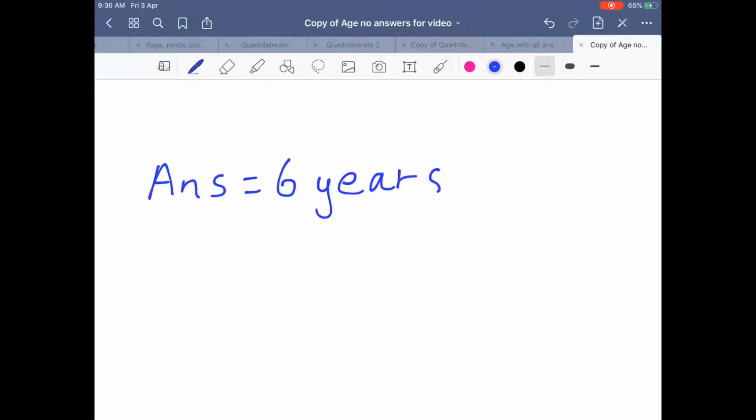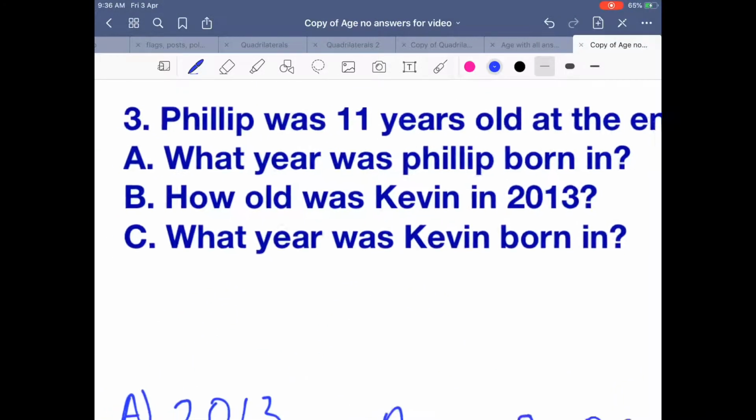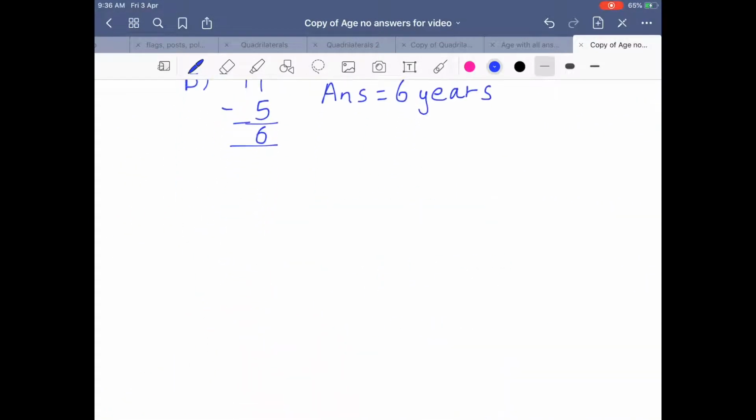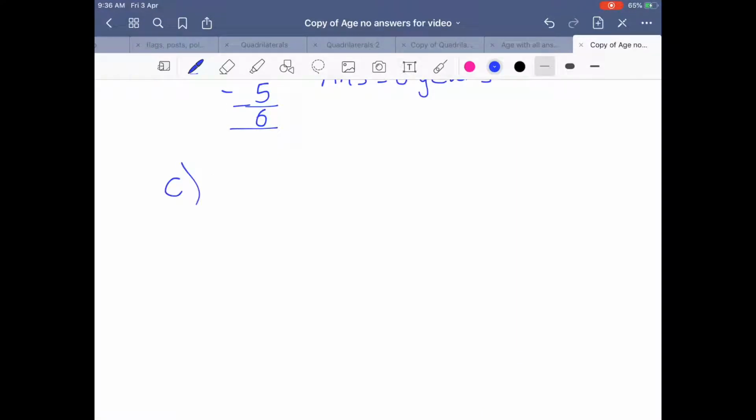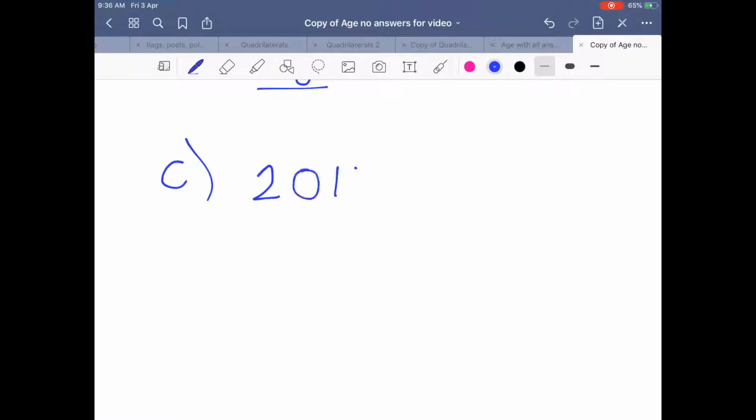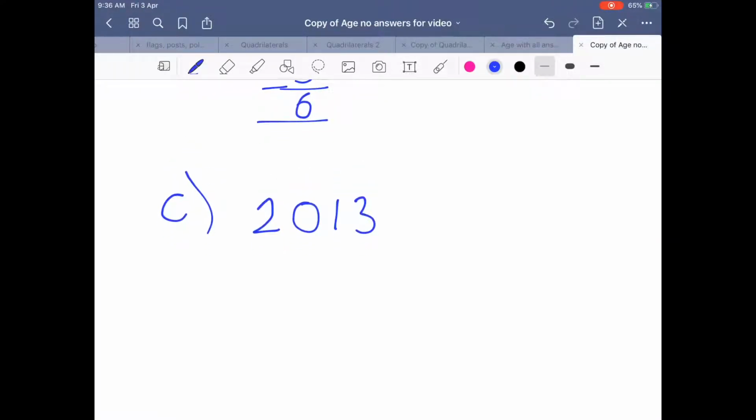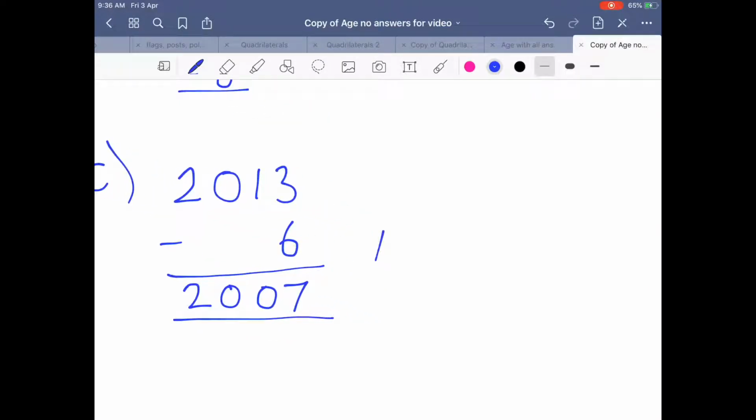Part C. What year was Kevin born in? So if Kevin was 6 years old in 2013, it means that he was born 6 years before 2013. So we simply need to subtract 6 from 2013. 13 take away 6 is 7. So his date of birth is 2007.